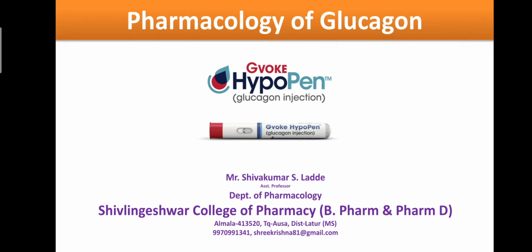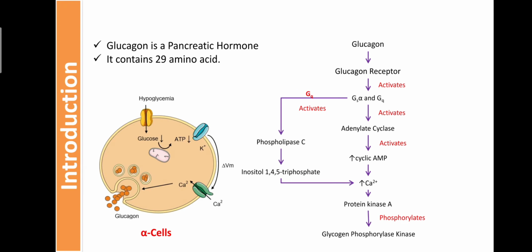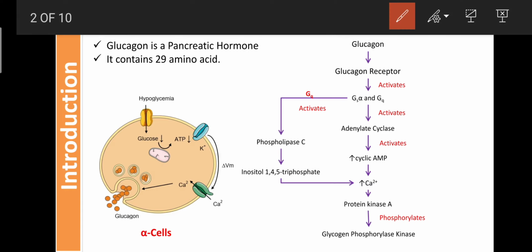Then the sugar level in the blood can be normalized. So glucagon is one of the important hormones that plays an important role in the regulation of the glucose level in our body. Regarding the introduction, glucagon is a pancreatic hormone. It is mainly secreted from the pancreatic gland, and it consists of 29 amino acids.